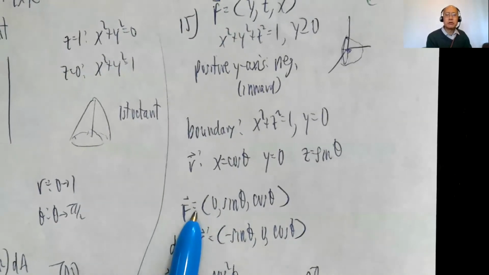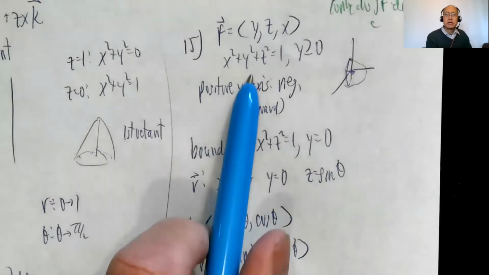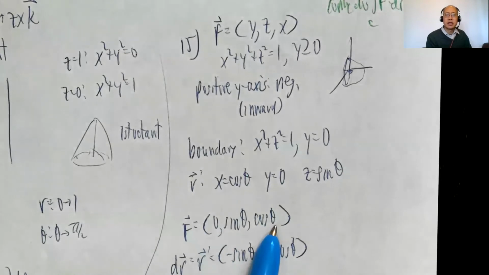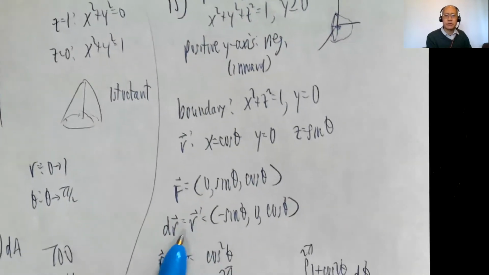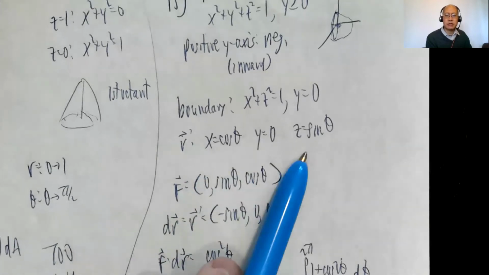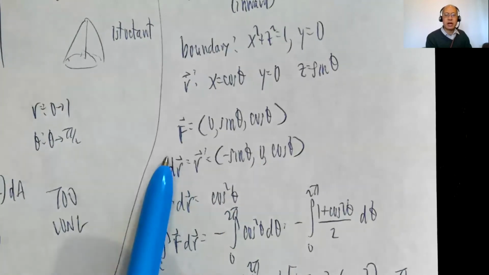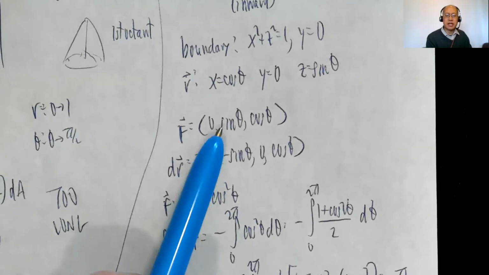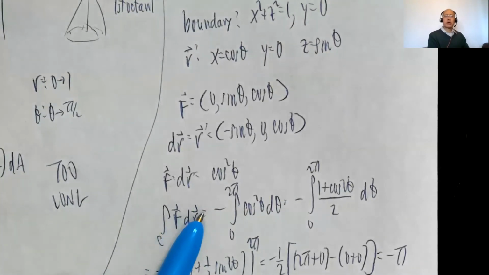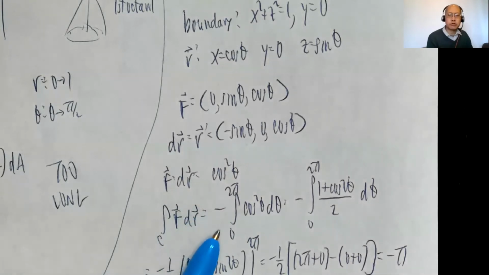So F is yzx, so 0, z is sine theta, x is cosine theta. R prime is negative sine theta, nothing, cosine theta. So F dot dr, that times that is nothing, that times that is nothing, that times that is cosine squared. So I want the opposite of the integral from 0 to 2 pi.